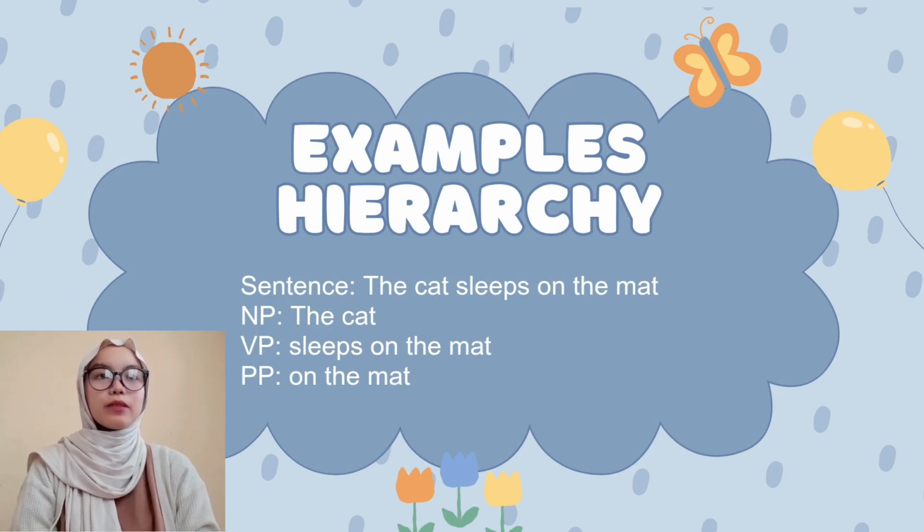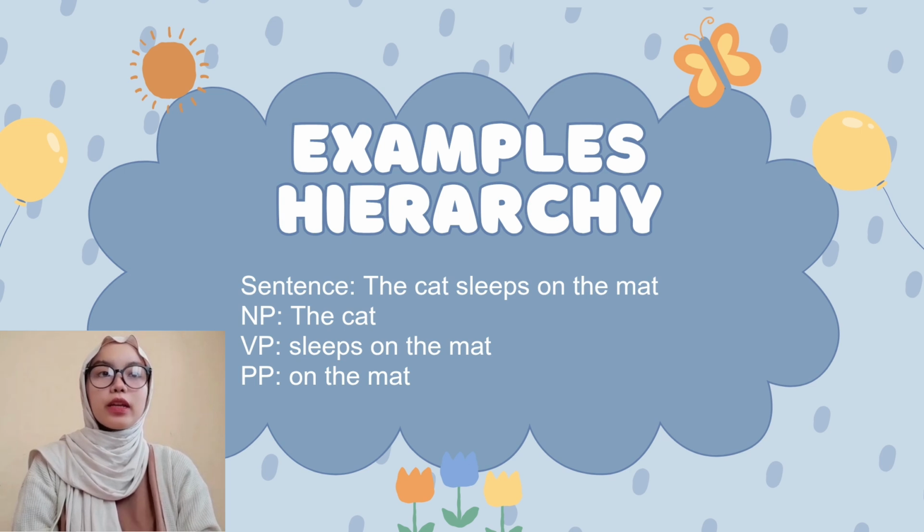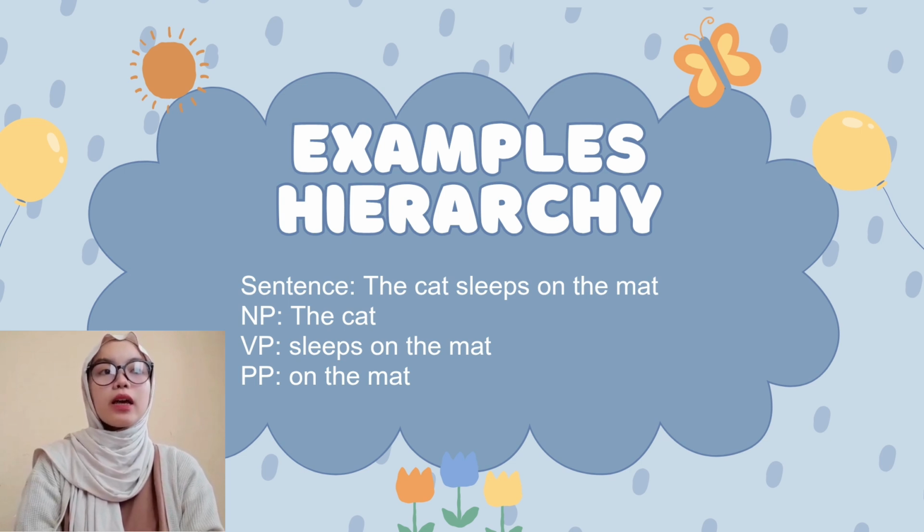Let's take an example. The sentence, "The cat sleeps on the mat," can be divided into smaller parts. "The cat" is a noun phrase or NP. "Sleeps on the mat" is a verb phrase or VP. And "on the mat" is a prepositional phrase or PP. This shows that sentences are built in layers, like small blocks that join together.